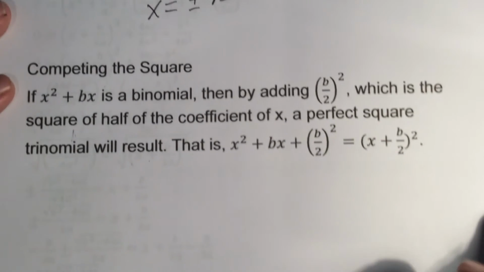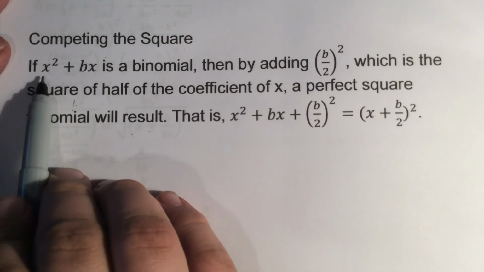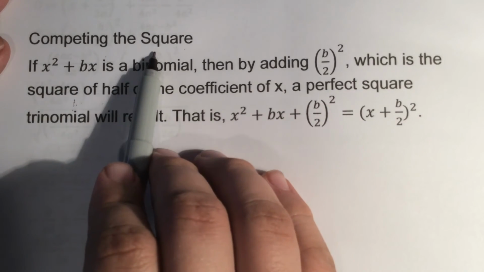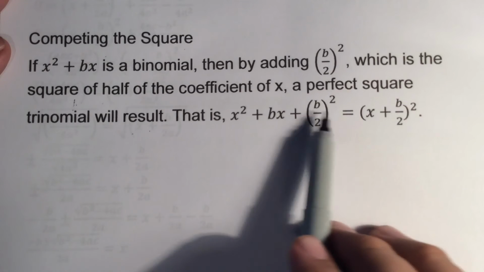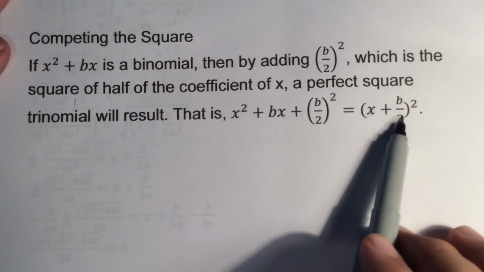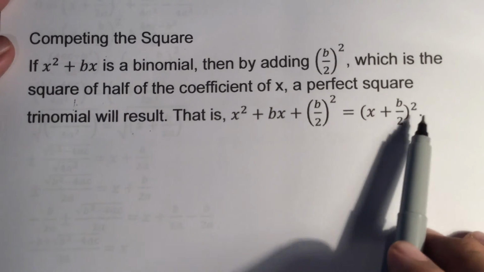Now, one of the things that you may have to do when you're solving, so when it's in the form of x squared plus bx, you may have to use completing the square. So what happens is we take half of this middle term and we square it, and we add that into each side of our equation. Now what that allows us to do is makes this into a perfect square.